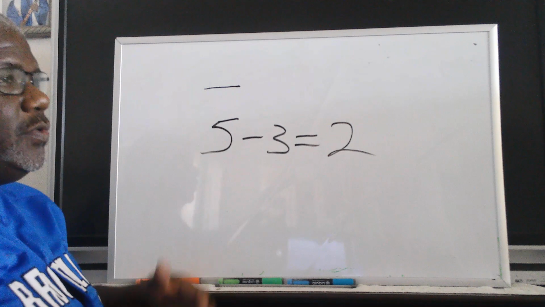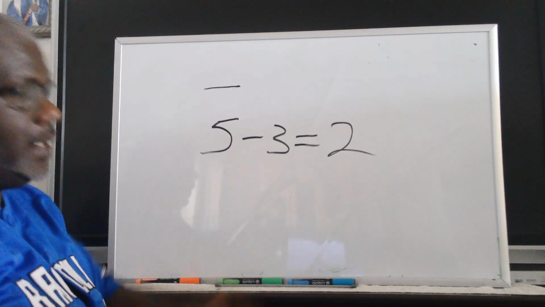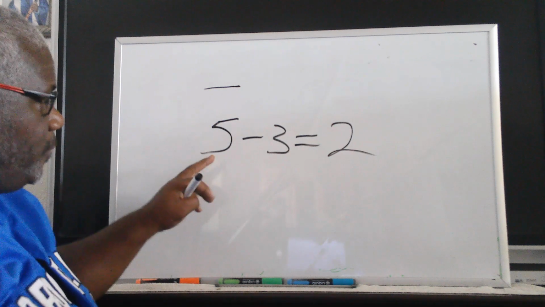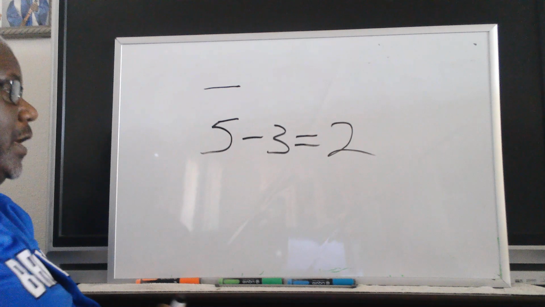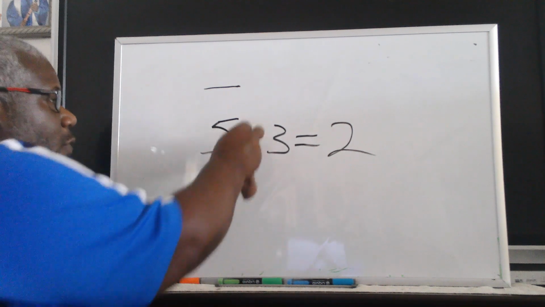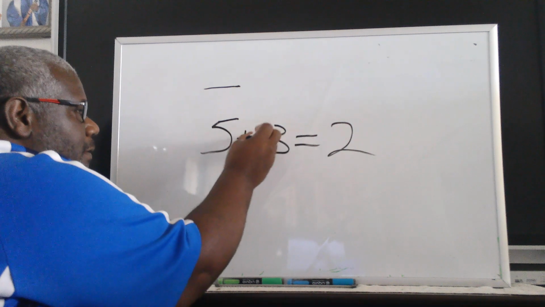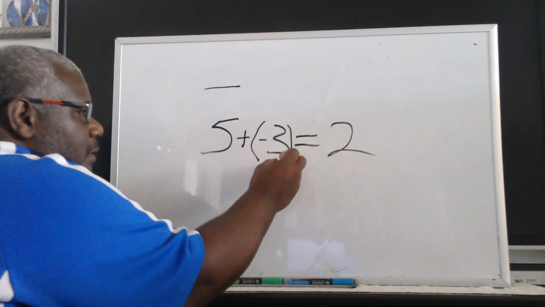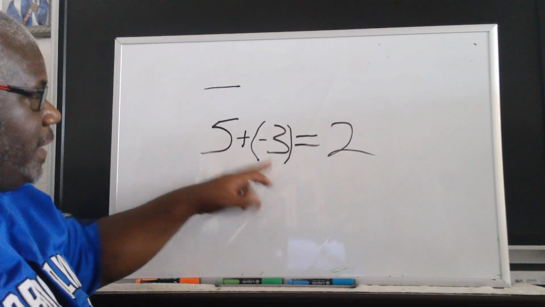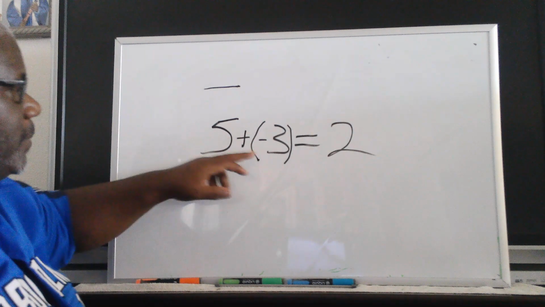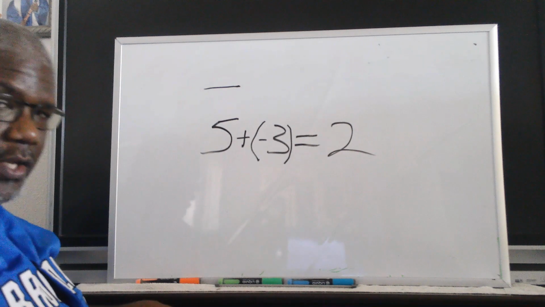I forgot to say when you're doing addition, the answer is called the sum. And subtraction is called the difference. The difference between 5 and 3 is 2, okay? But I want you to get this concept real quick while I'm here. You can write this like this. Is that wrong? No. 5 plus negative 3 equals 2, because subtraction is actually the opposite of addition. You're adding the other direction.